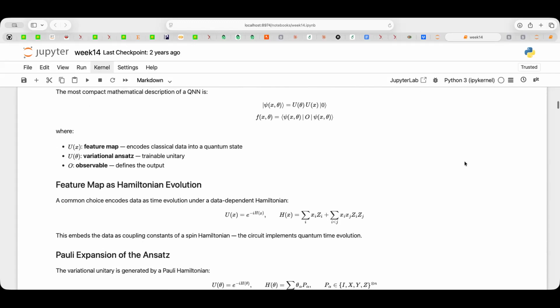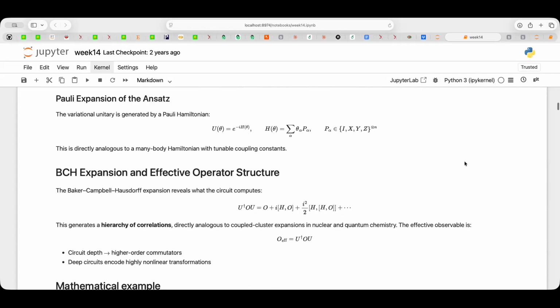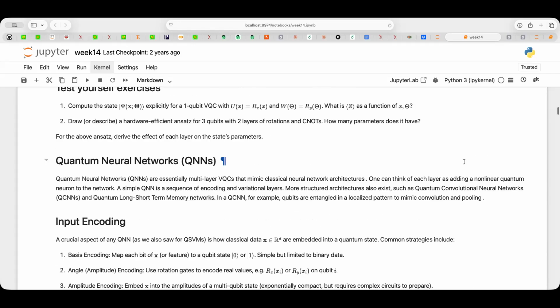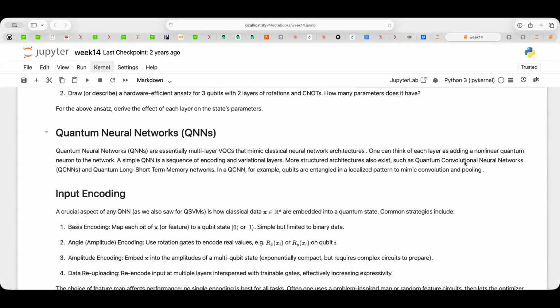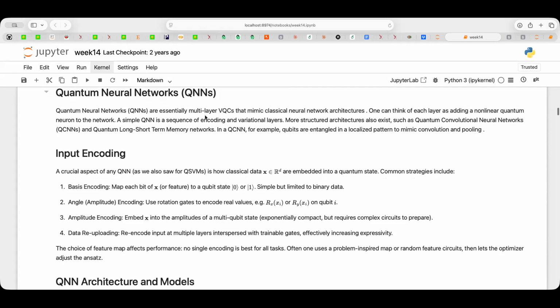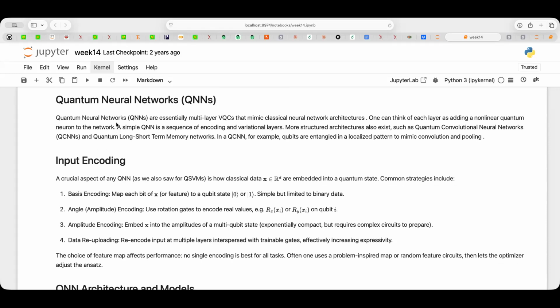So if we now look a little bit at the way we can do the encoding, what you will find here is basically what you will see in the slides as well. Quantum neural networks are essentially multi-layer variational quantum circuits that mimic classical neural networks. You can think of each layer as adding a non-linear quantum neuron to the network. So this is a kind of equivalent. I'm going to read what you have here so that you can see the link between a classical neural network and a quantum neural network.